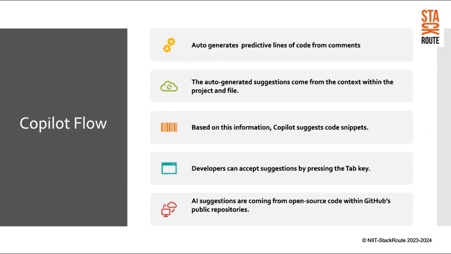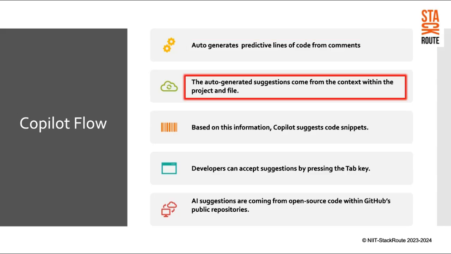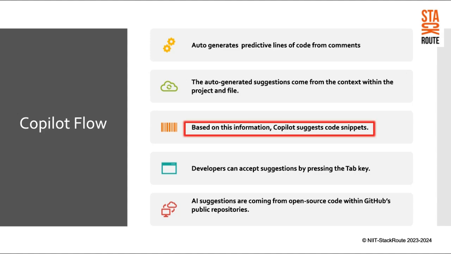Now let us discuss the Copilot flow. What happens when you write a program? You write the comments first, right? So what happens after you write the comments? Copilot auto-generates predictive lines of code from the comments. These auto-generated suggestions come from the context within the project and the file, such as function names, code comments, file names, cursor position, and existing patterns in your code. And based on this information, Copilot suggests the code snippets.